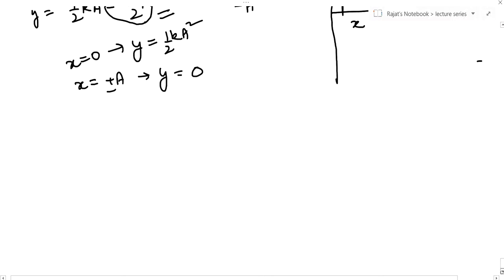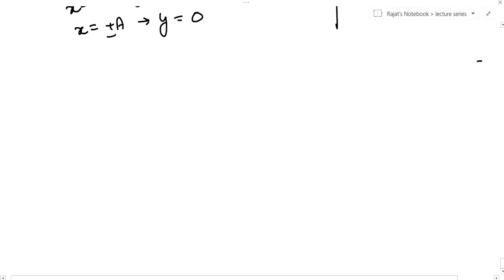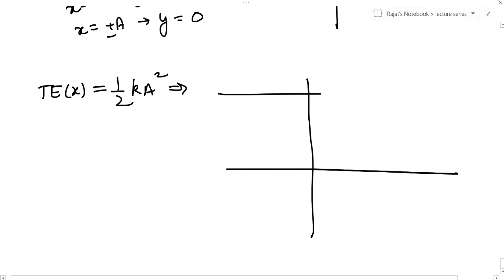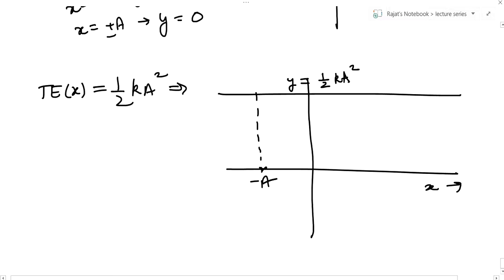Okay, so if I draw separately, total energy as a function of x is nothing but half k a square. So the graph will be like this. This is half k a square, the line y equal to half k a square. This is the x-axis. So total energy remains constant, but we have to draw it between minus a and plus a, because that is the minimum and the maximum amplitude of the SHM.